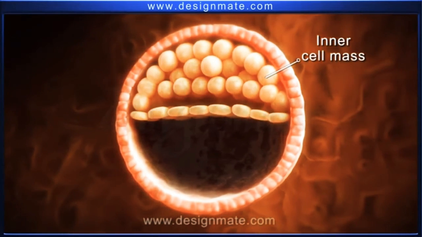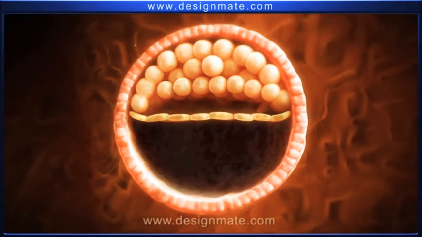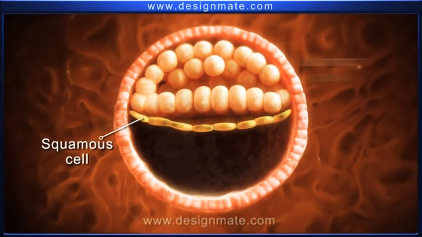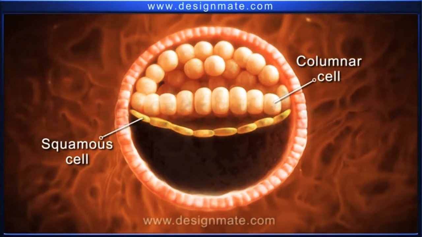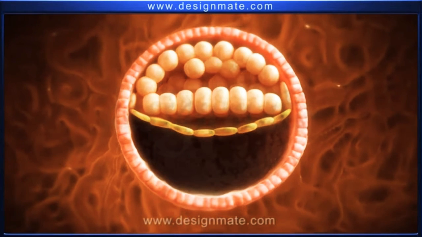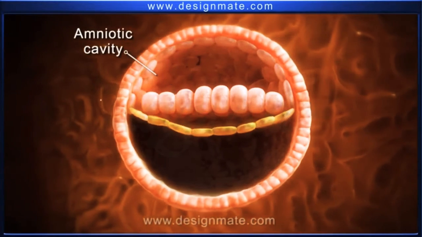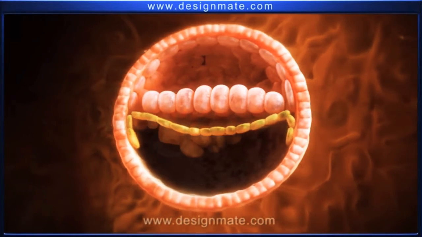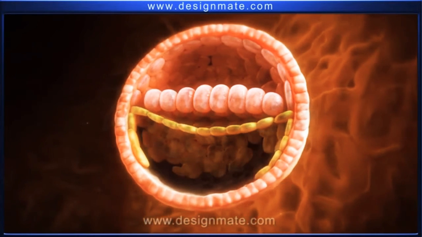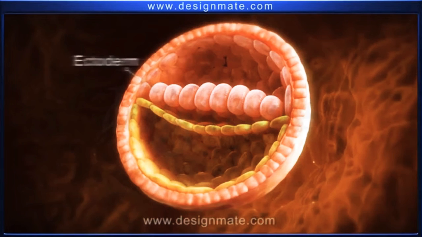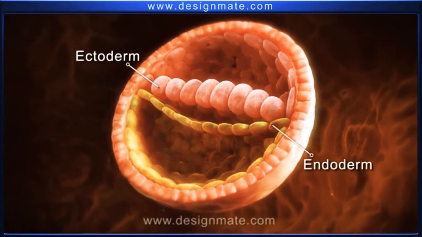These cells divide and some differentiate to form flattened squamous cells. A few cells of the inner cell mass are modified to form the columnar cells, and the rest form the inner lining of the amniotic cavity. The squamous cells further divide to form a layer around the archenteron. The two layers formed are the ectoderm and the endoderm.